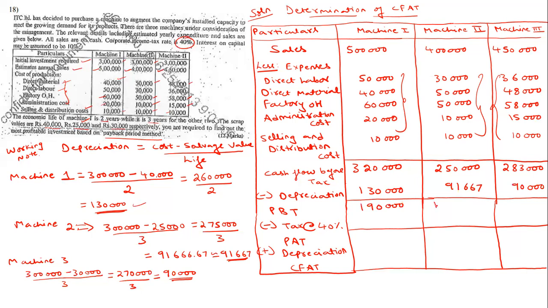And for machine 2, 1,58,333. And for the last machine, machine number 3, 1,93,000 is what I will be getting if I deduct 90,000 from 2,83,000. Now, at the rate of 40%, if I apply the tax, I'll be getting 76,000 for machine 1.